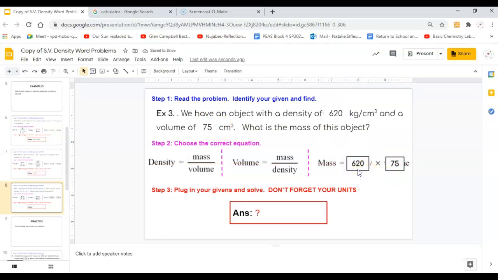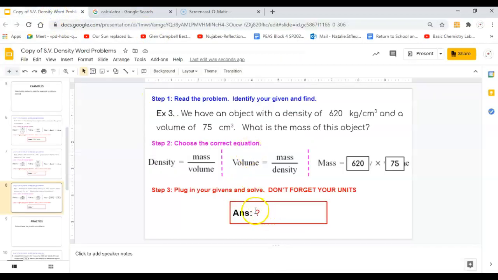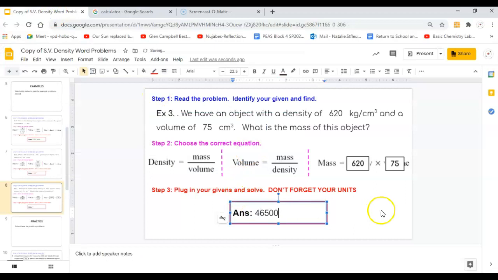So my math here says 620 times 75. So let's go over here to my calculator, 620 times 75. Okay, I get this big number here, 46500. I'm going to go ahead and copy that. So that's 46,500. I'll put a comma in. I like putting commas in.